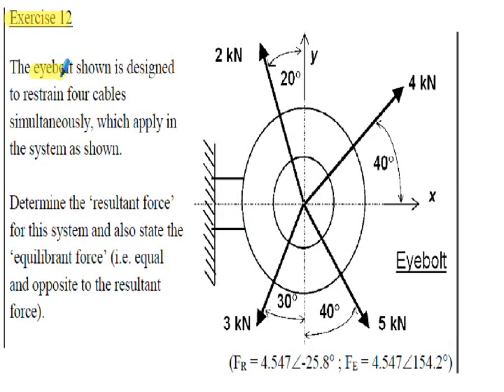Exercise 12 shows us an eyeball, and it's designed to withstand the forces from 4 cables applied simultaneously. We're asked to determine the resultant force for this system of forces, and again to state the equilibrium force, which is equal and opposite to the resultant force. So 4 forces shown here, all applied at the same point, so they're all concurrent forces, and they're coplanar forces because they're in the same 2 dimensions here. So we've got to work out the resultant force and then the equilibrium force. I would encourage you to stop the presentation and attempt exercise 12 before reviewing the solution on the following slide.